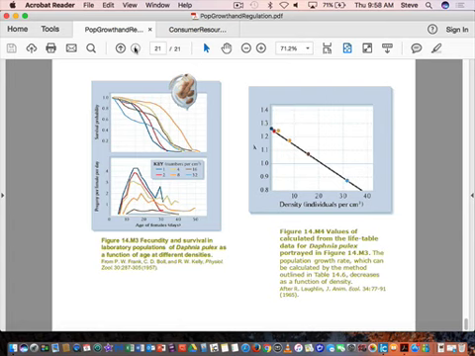Okay, what's the answer? What's the carrying capacity? 32. Nope. 16. Nope. 45. Nope. Eight. Nope. One. Nope. Zero. Nope.